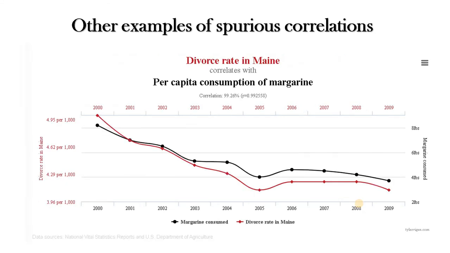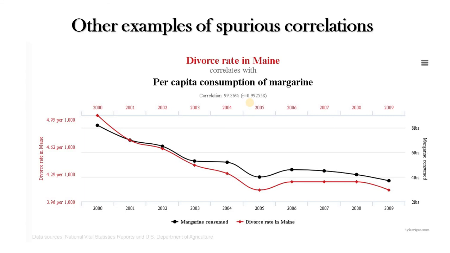The second spurious relationship in this case is between the divorce rate in Maine, which is correlated with per capita consumption of margarine. The correlation coefficient is almost 1. Here it is 0.99. If I run a model, I'm going to find that the more margarine people consume, the more divorce rates appear in Maine. So this is not true at all.